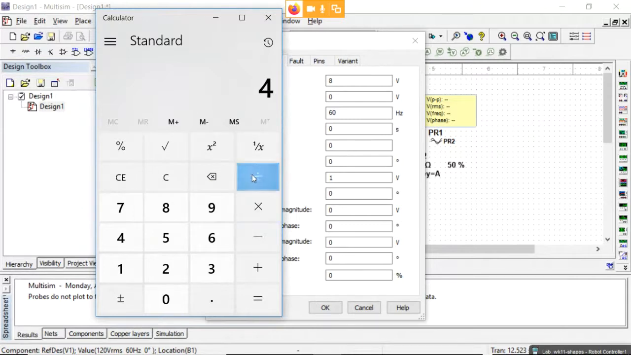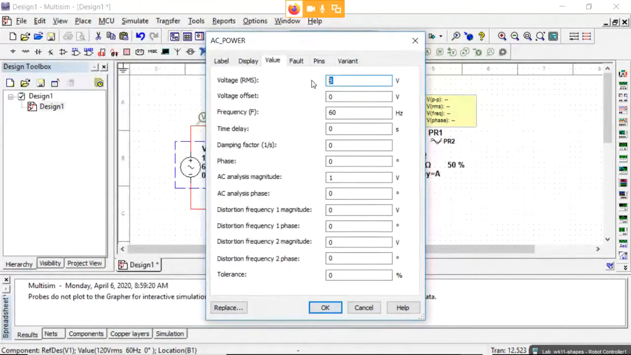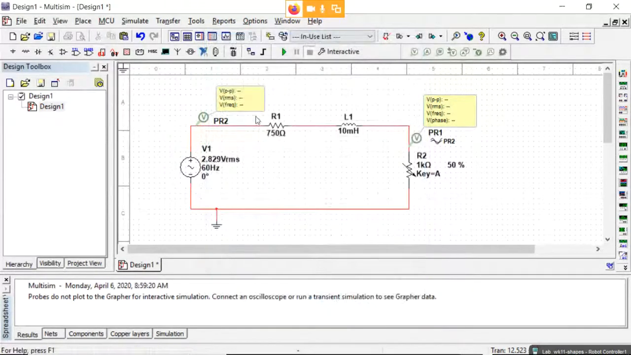And then we're going to divide by the square root of 2, which is 1.414, and that gives 2.829. Okay, so I'm going to put in here 2.829 and RMS.